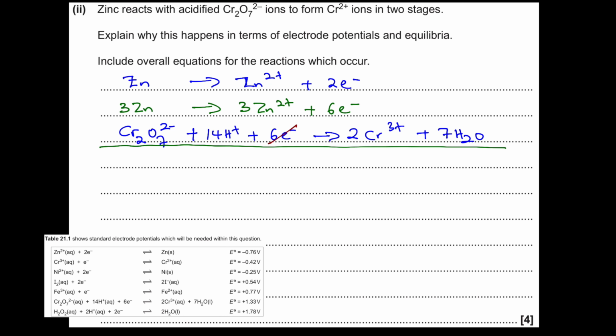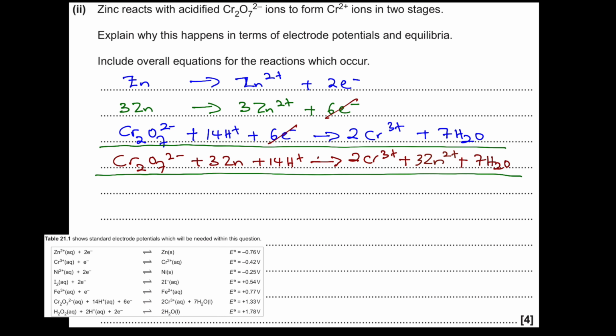That electron will cancel that electron, and therefore the overall equation will be dichromate 2- plus 3 zinc plus 14H+. That will go to 2Cr3+ plus 3 Zn2+ plus 7 water. That will be the overall equation that we need to write between zinc and dichromate. We need to do the same with zinc and chromium ion. If we look at chromium ion is minus 0.42 and zinc is minus 0.76. The more positive is minus 0.42. That stays, and zinc will have to be reversed.